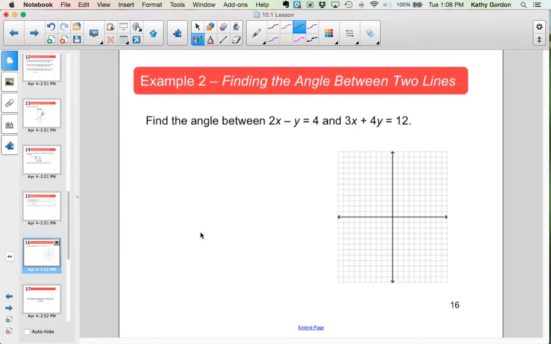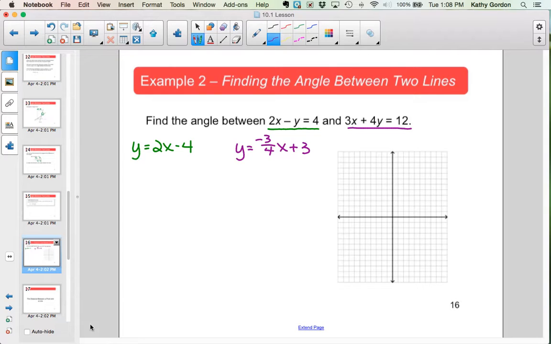Okay, so slope-intercept form for 2x minus y equals 4: y equals 2x minus 4. Okay, and slope-intercept for 3x plus 4y equals 12: y equals negative 3/4 x plus 3. Okay, does everybody agree with that?